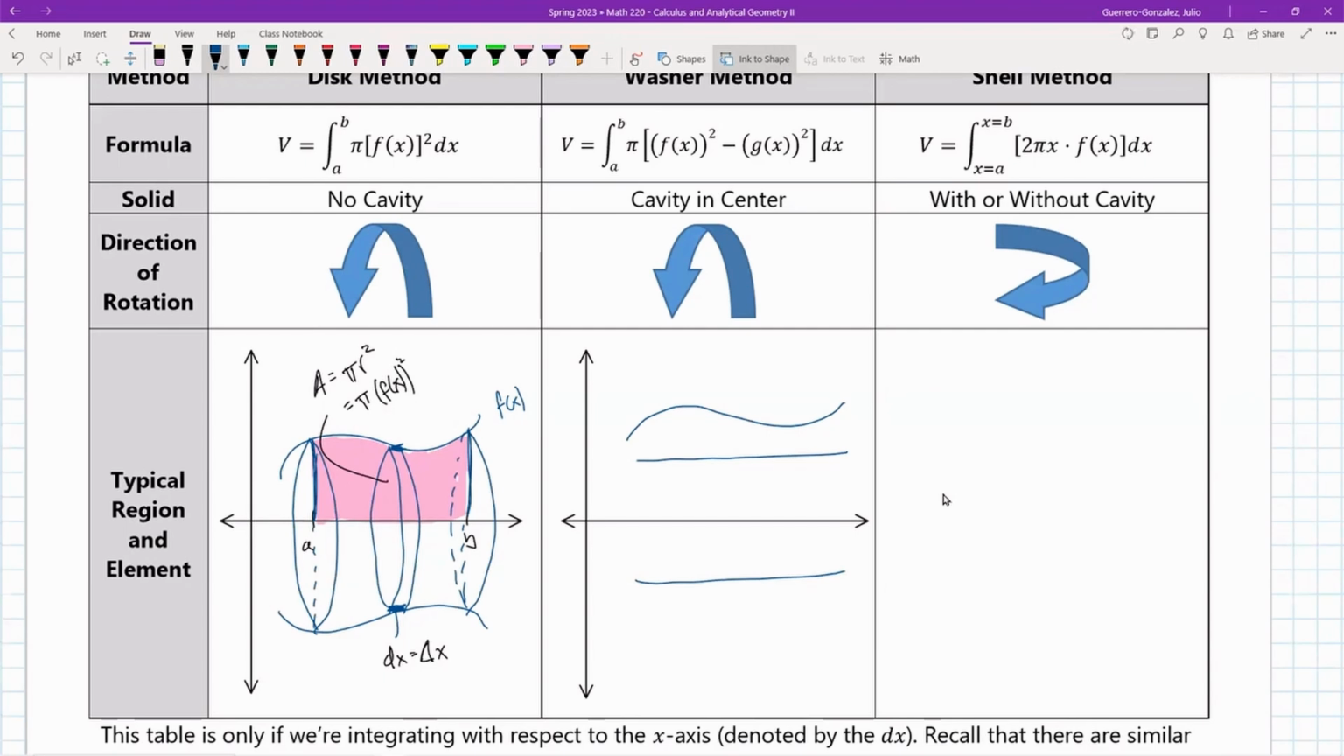And my squiggle, don't judge me, I'm trying here. A to B, right? We were going to revolve this strip right here. Let me drop that down there. So the little strip that we're going to do now is that bit right there, right?